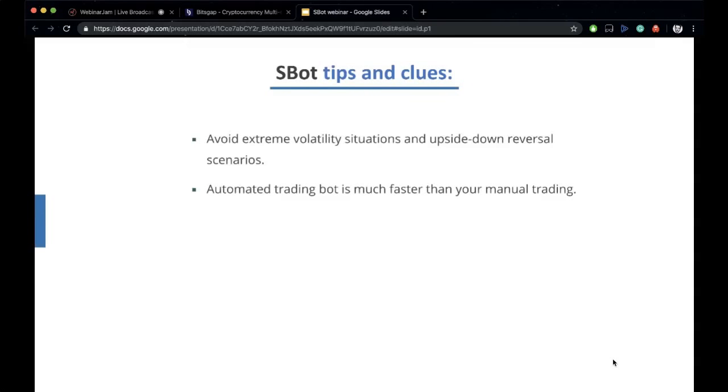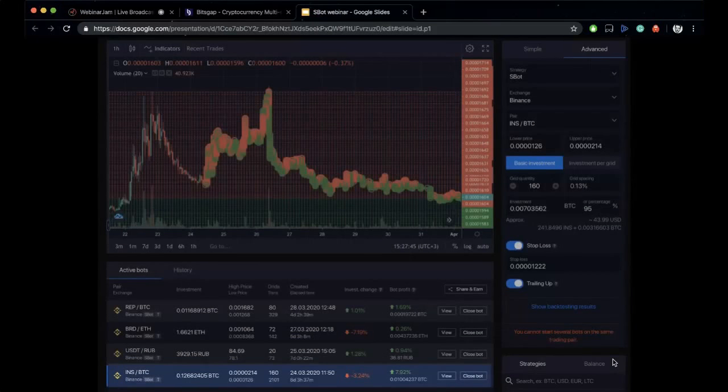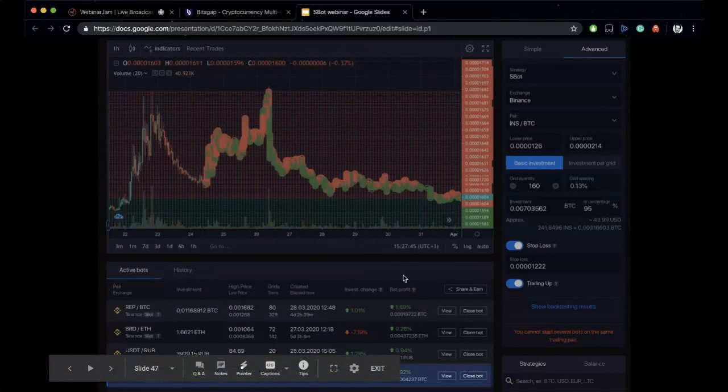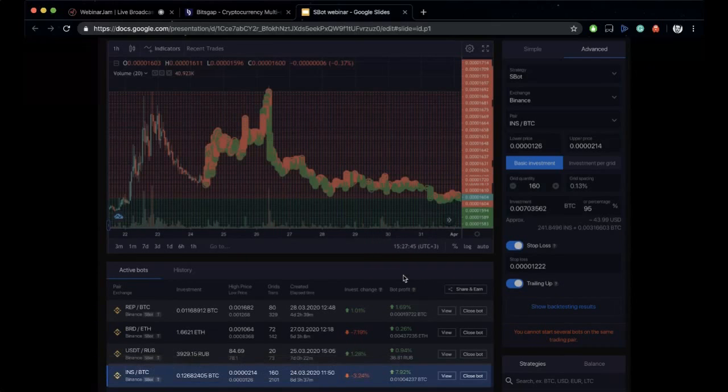And yes, an automated trading bot is much faster than your manual trading, as I already said. In some cases, like in this example right below, the one that I highlighted, it's INS trading to BTC. You see that there are 2,100 trades within this only 8 days period.